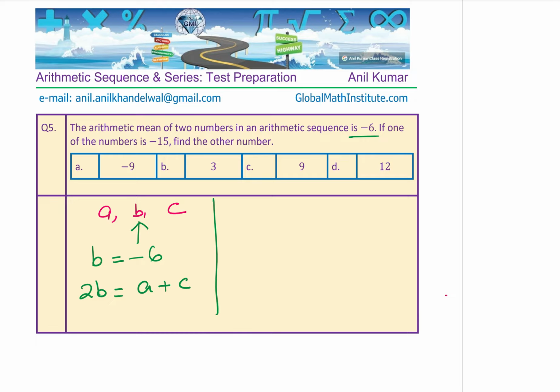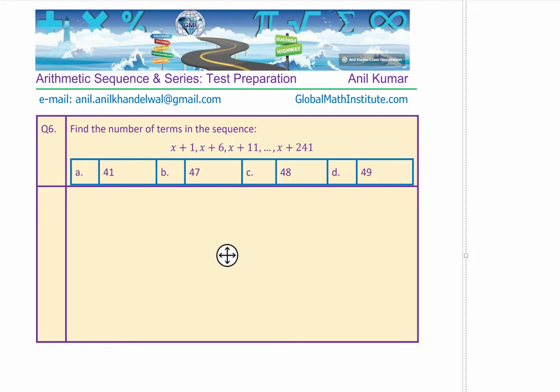So let's solve it. So we have twice the given value of minus 6, the arithmetic mean, equals one of the numbers being minus 15 plus C, right? So we have minus 12 plus 15 equals to C, and that gives you the value 3 for C. And so option B is the right option. Clear? Question number 6. Find the number of terms in a given sequence.